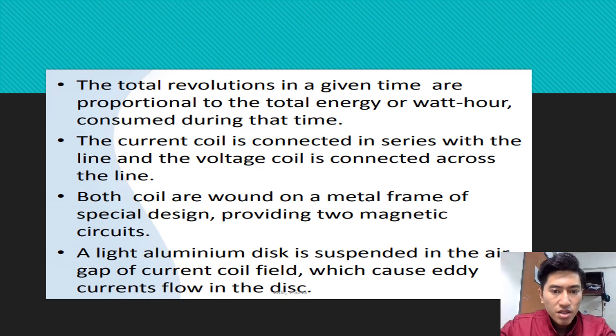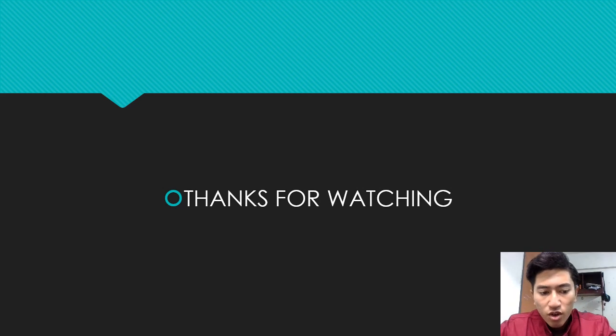The current coil is connected in series with the line and the voltage coil is connected across the line. Both coils are wound on a metal frame of special design, providing two magnetic circuits. A light aluminium disc is suspended in the air gap of the current coil field, which causes eddy currents to flow in the disc. That's all for me for explaining about the power meters, the kWh meters.